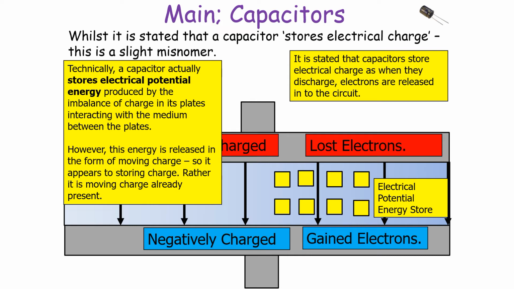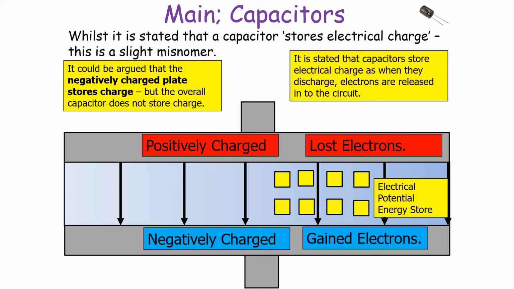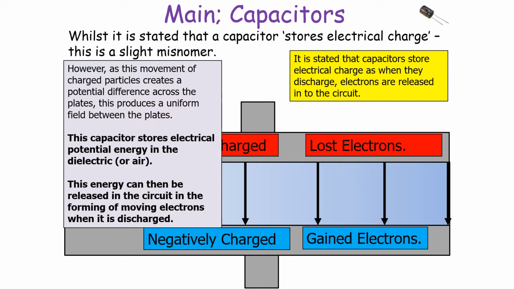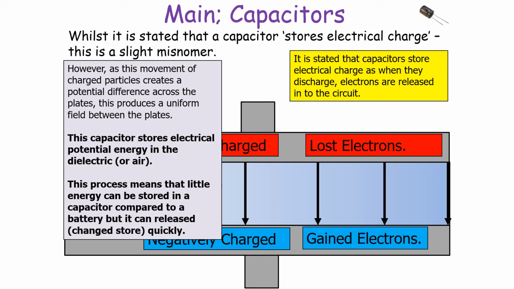However, this energy is released in the form of moving charge, so it appears to be storing charge, rather it's actually moving charge that's already present. Now, it could be argued that the negatively charged plate stores charge, but overall the capacitor does not store charge. Now, it's again important to note that our capacitor stores electrical potential energy in the dielectric, and this energy can then be released in the circuit in the form of moving electrons when it is discharged.